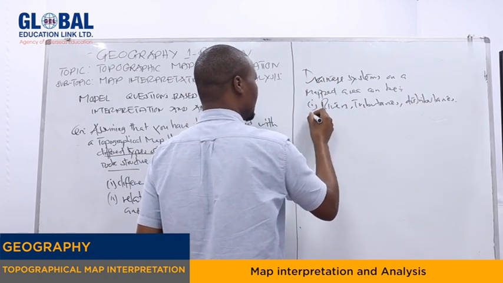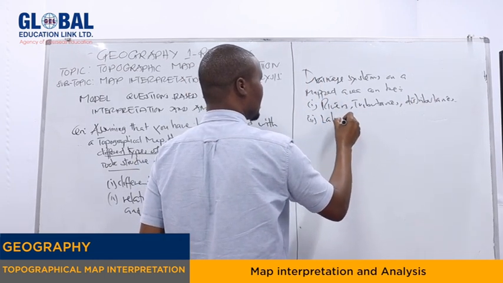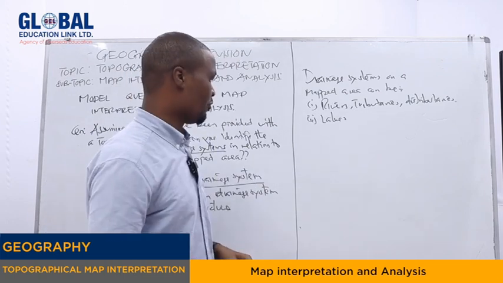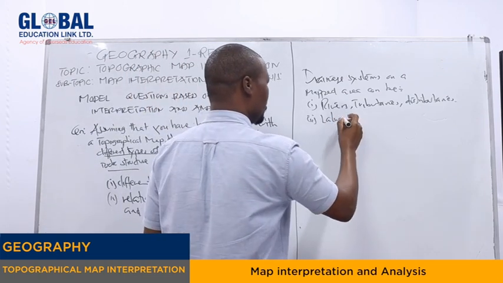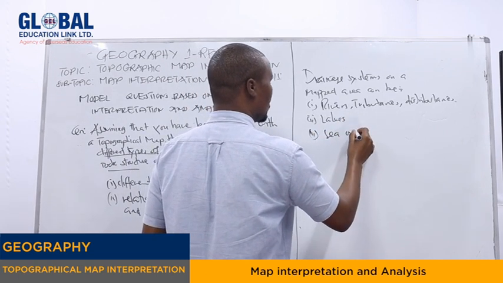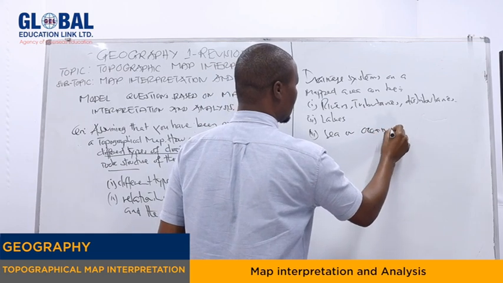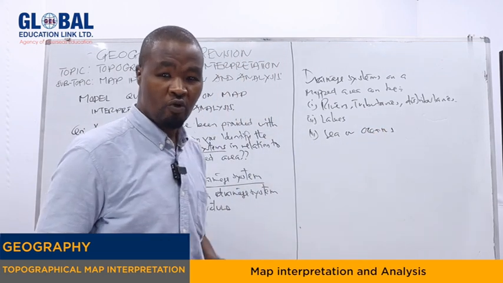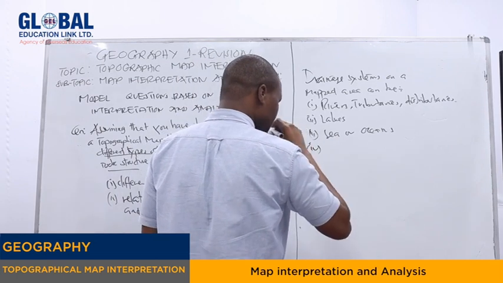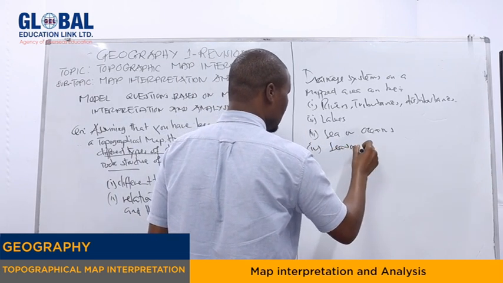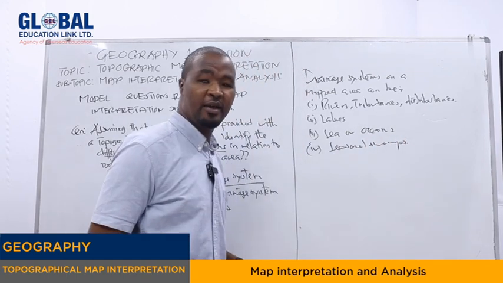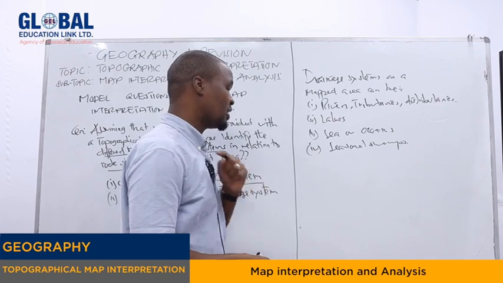Or the presence of lake on the mapped area. It's either the normal lake or whatever type of lake that you may find on your map area. The drainage system can be sea or the presence of oceans within your mapped area. The drainage system can be the presence of seasonal swamps found in your mapped area. These are drainage systems.